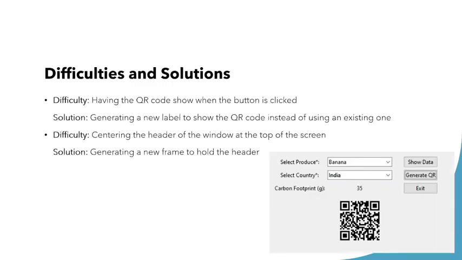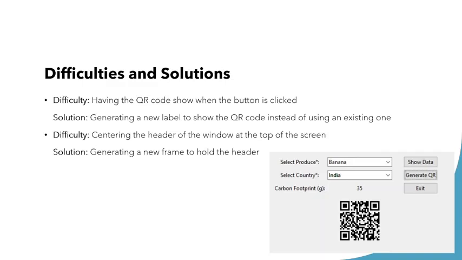I did run into some difficulties during the development of my program. For example, I had trouble getting the QR to be displayed when it was generated. So I fixed this by generating a new label when the button was pressed instead of using a pre-existing label and just passing the QR code as an image value.